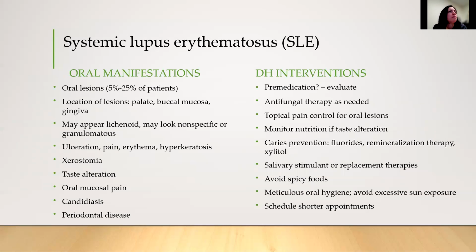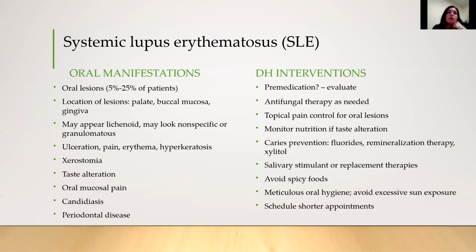Location of lesions: oftentimes the palate, buccal mucosa, gingiva. They may appear lichenoid, like a lichen planus, may look nonspecific or granulomatous, like a little lumpiness in the cheeks. Also ulceration, pain, erythema, hyperkeratosis, xerostomia, taste changes, oral mucosa pain, candidiasis, and perio. Those all go underneath the symptoms that can occur because of xerostomia, like with Sjogren's.